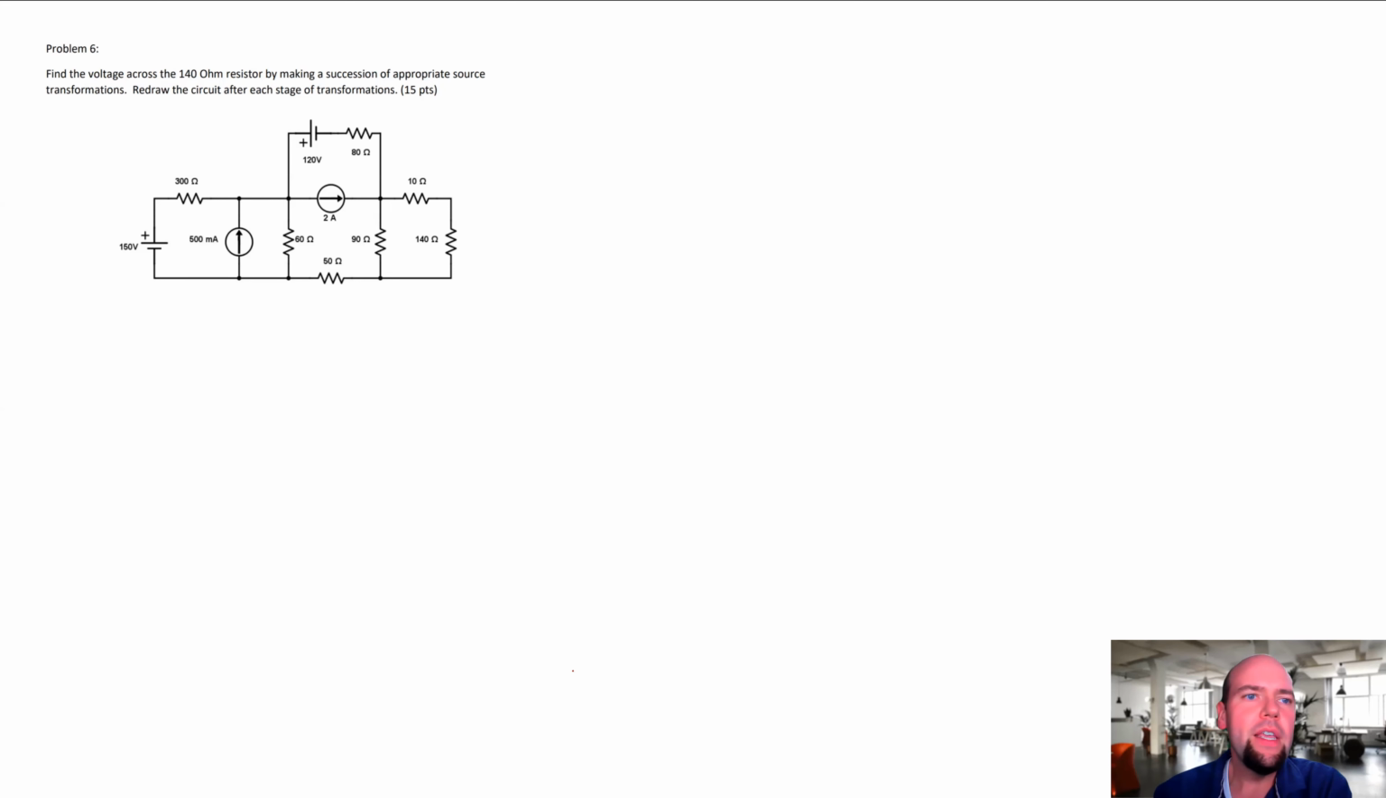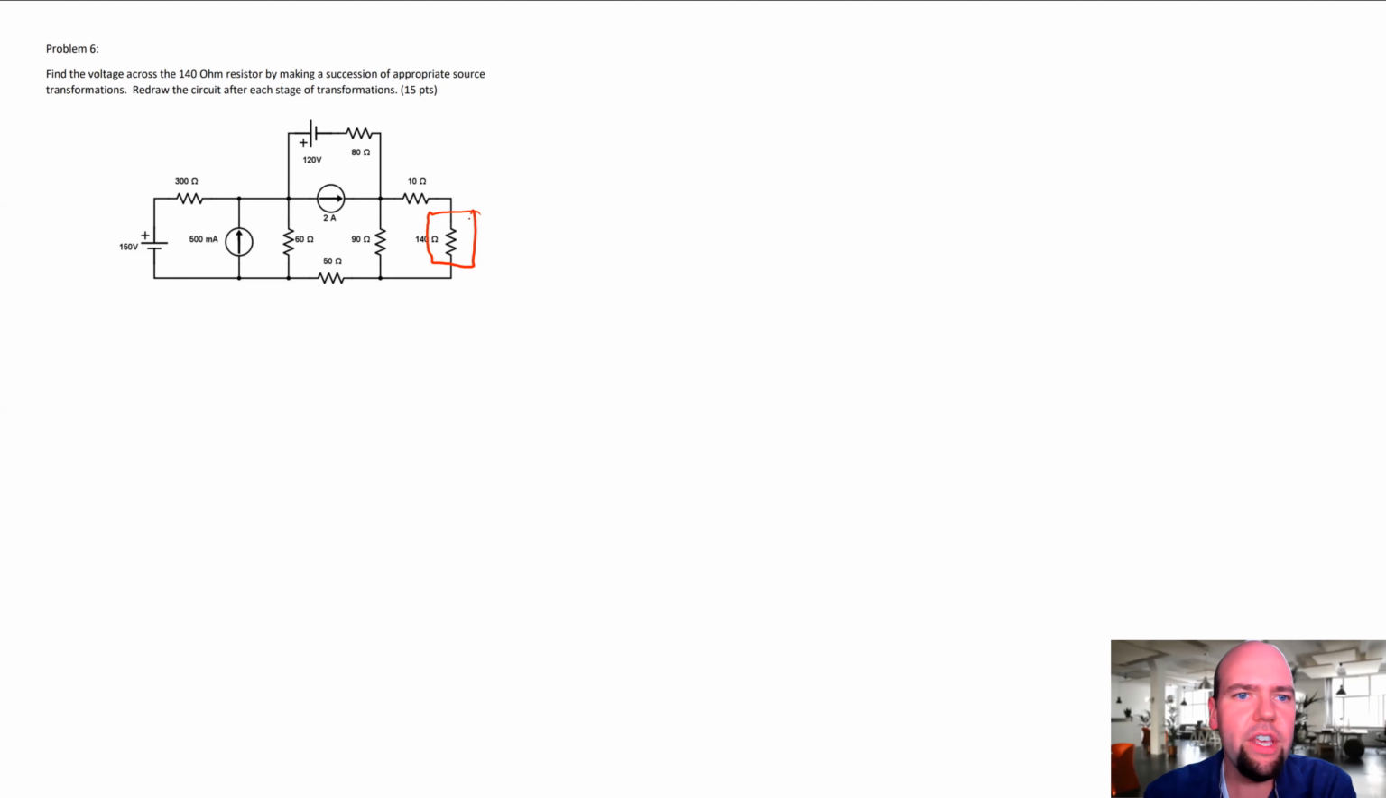So it's saying find the voltage across the 140. If it says find the voltage across the 140, we are not touching that. Looking at this, it's tempting to combine that 10 and the 140. They're in series. But the problem asks us to find the voltage across the 140, so that is sacred. We are not touching that. So leaving that alone, we're going to combine everything else.